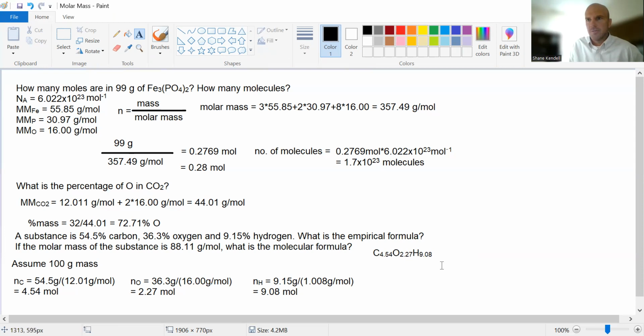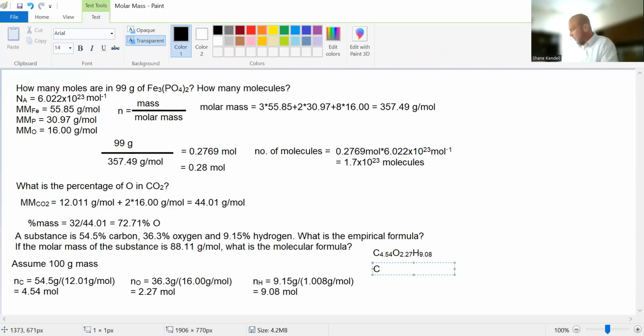And so the way you do it is you divide through by the smallest number. In this case, the smallest number is 2.27. So I divide each of these numbers by 2.27. Obviously, with the oxygen, the 2.27 is just going to give you a 1. That's why we start there. And so if I divide through by those numbers, and I would encourage you to do this yourself, we'd have the 4.54 divided by 2.27, and that comes out to 2, actually. So it would be carbon 2.